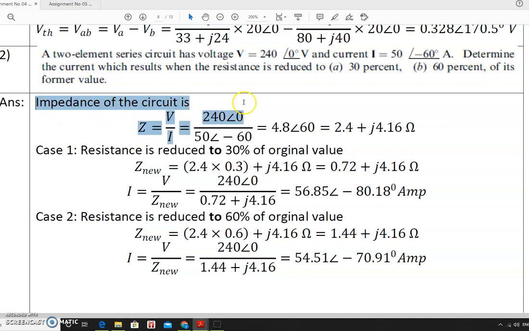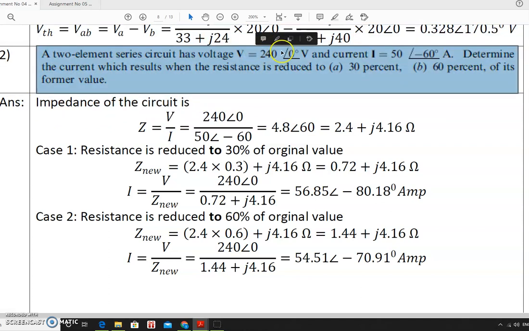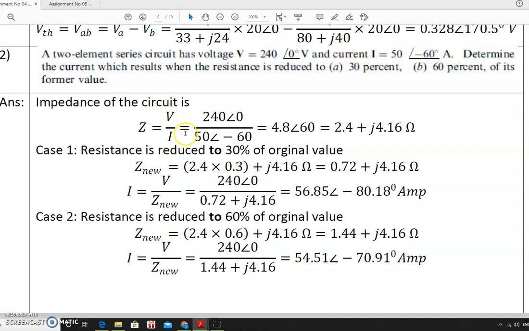First we will calculate the impedance of the circuit. How will we calculate impedance? Total voltage and current are known. So V divided by I, 240 divided by 50 at an angle of minus 60, gives 4.8 at an angle of 60 degrees, that is 2.4 + j4.16 ohm. This is the total Z, in polar form and rectangular form. I have converted into rectangular form because I want to reduce the resistance only.